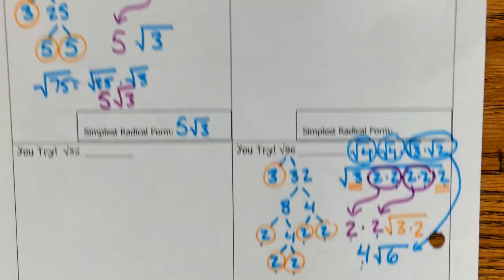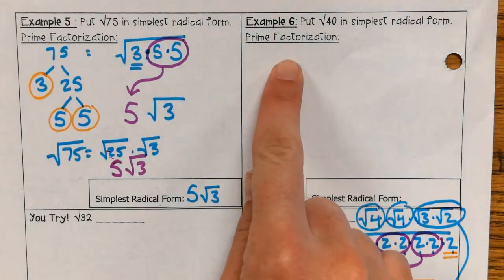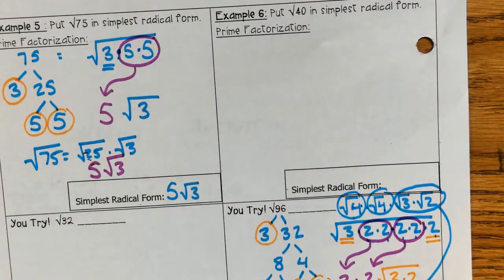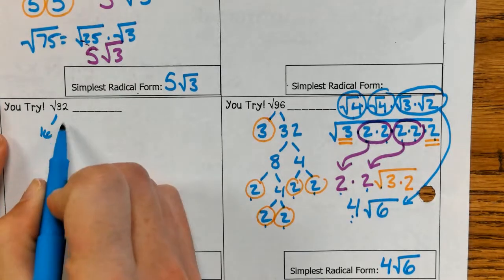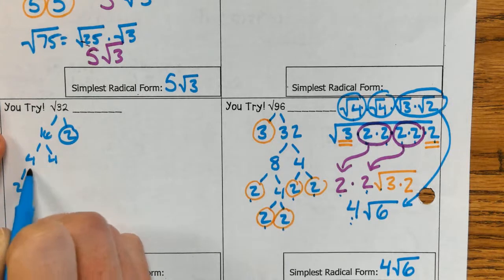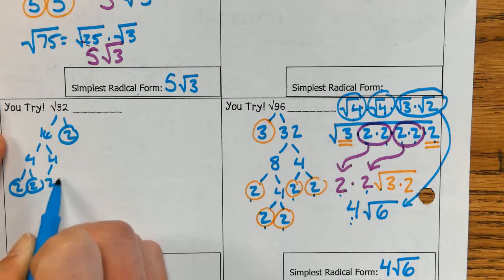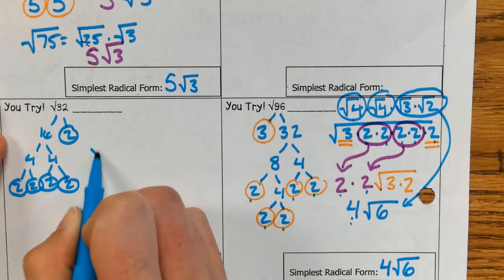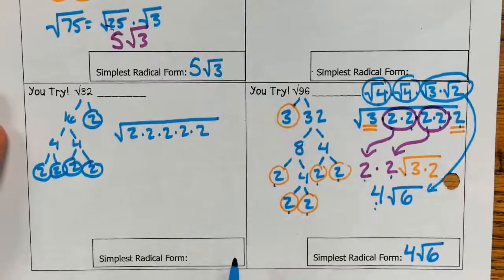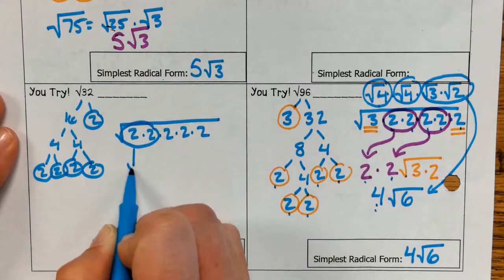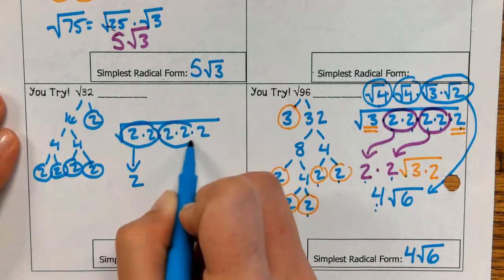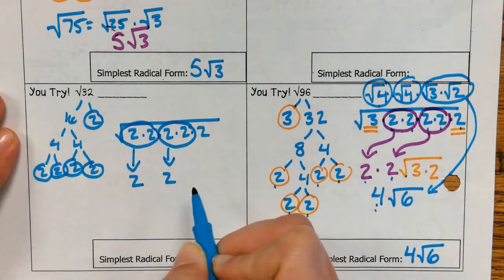Alright, so you guys are going to do example 6 on your own, and this you try on your own. So you have 2 problems to do on your own, so you can kind of figure out 16 times 2 is 32, 4 times 4 is 16, 2 times 2 is 4, 2 times 2 is 4. So we have the square root of 2 times 2 times 2 times 2 times 2. Circle up a buddy, write it down. I circled up a pair of 2s, so I write down 2. Circle up a pair of 2s, write it down.